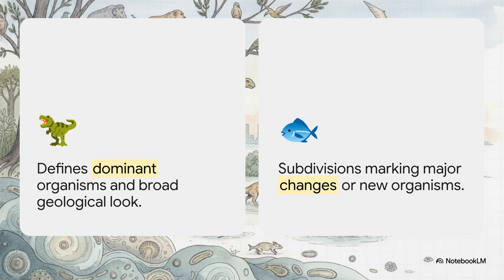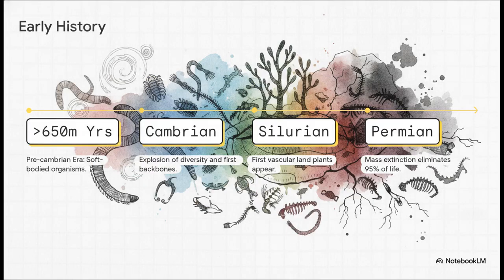whatever organisms were dominating the planet, like the age of reptiles or the age of mammals. A period, on the other hand, is a specific subdivision within that era. Periods are the dramatic plot points. They mark sudden major shifts, like a catastrophic mass extinction, or the sudden debut of a major new player, like the very first fish. Let's walk through it.